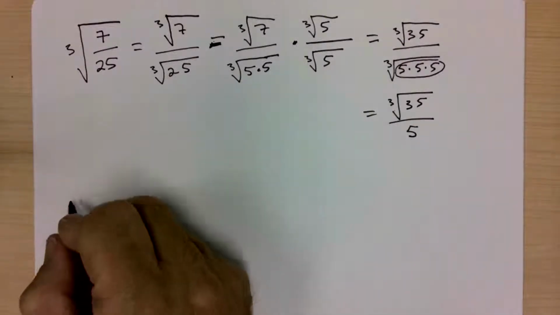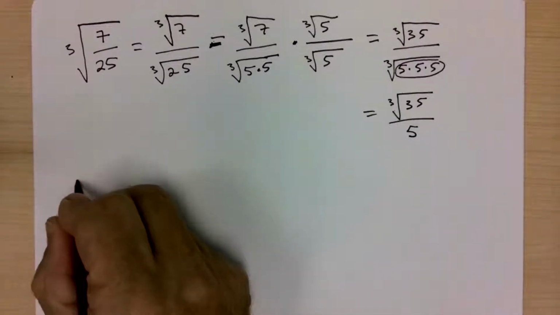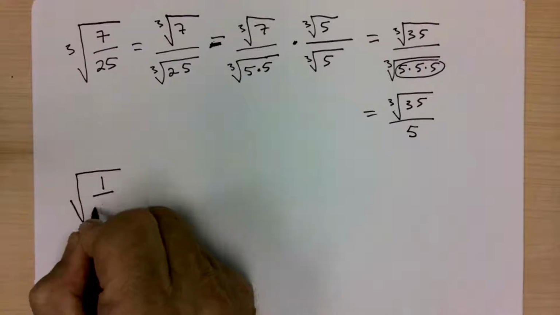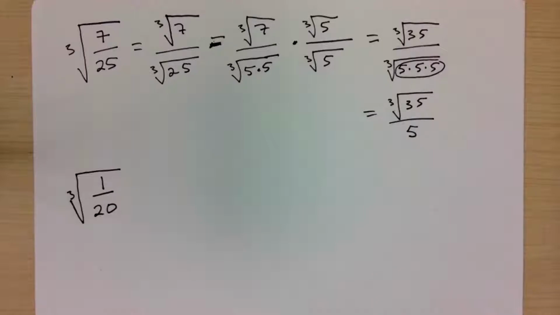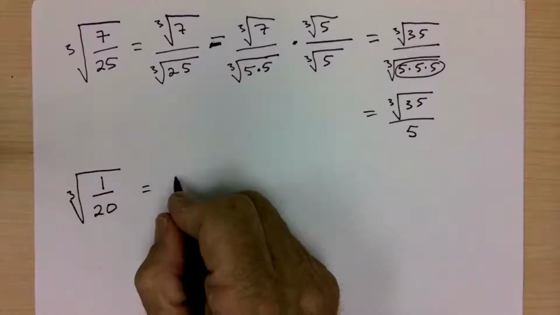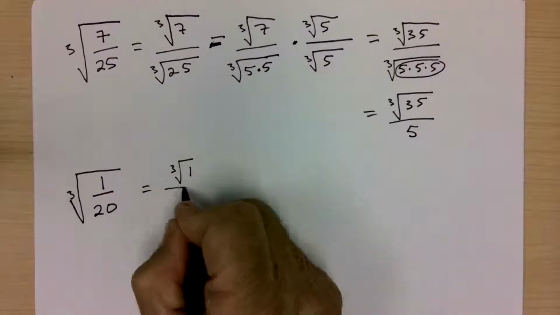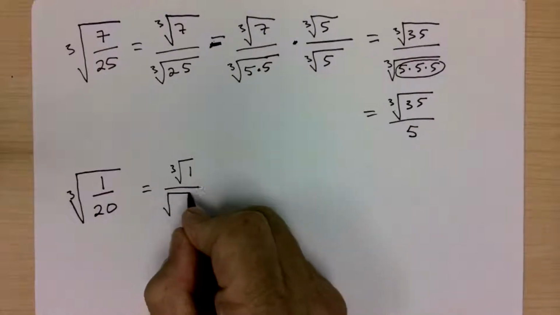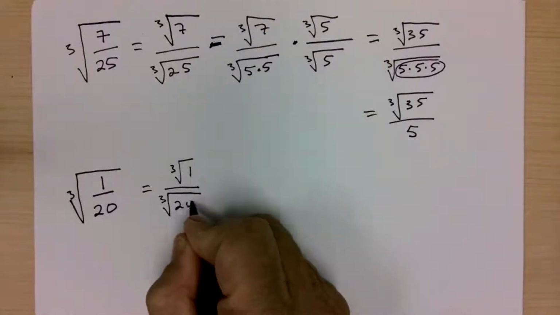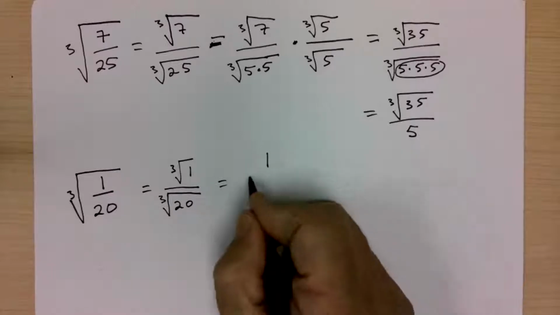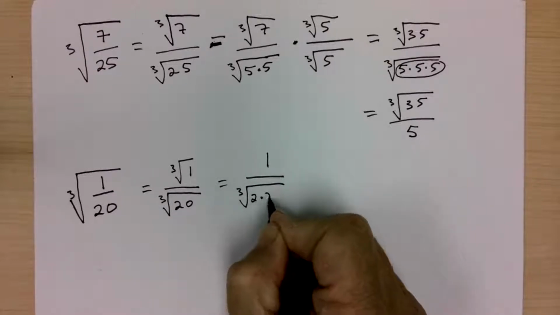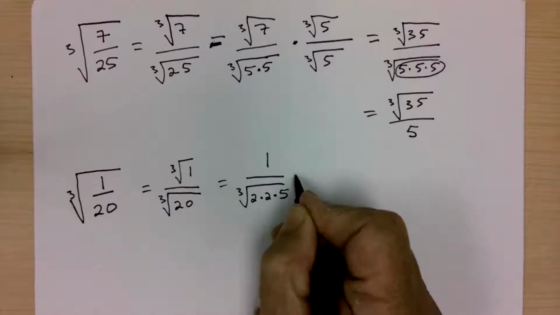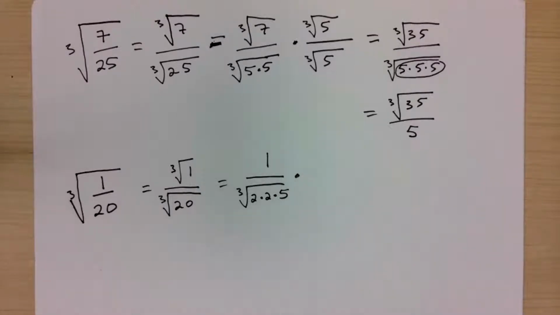Next up, let's take a look at the cube root of 1/20. So we want to get rid of the cube root downstairs. So that's the cube root of 1 over the cube root of 20, which is 1 over the cube root of 2 times 2 times 5. Now I've got to multiply the same thing on the top and the bottom.